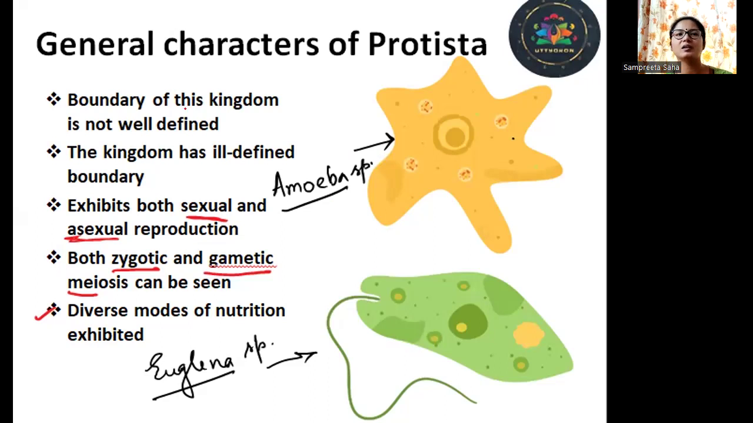So, for example, Chlamydomonas, according to R.H. Whittaker, it's a protist. But according to some other scientists, say for example Robert Brown, who classified certain species of Chlamydomonas as algae. So there is immense difference in opinion among the scientists also as to which members belong to Protista and which members belong to algae.